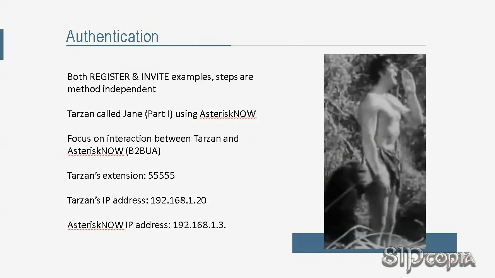Since these are method independent, let's use two different requests, register and invite, to go over some examples. This is also a perfect opportunity to recycle the sample call we analyzed in RFC 3261 Simplified Series Part 1 between Tarzan and Jane using an Asterisk PBX. All we need to focus on is the interaction between Tarzan and the Asterisk PBX, as the Asterisk PBX is a back-to-back user agent.